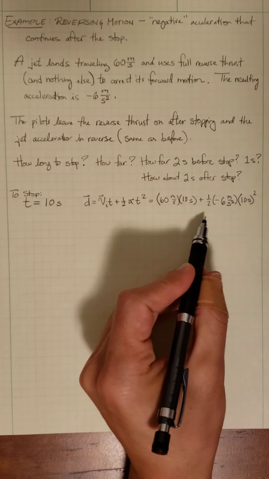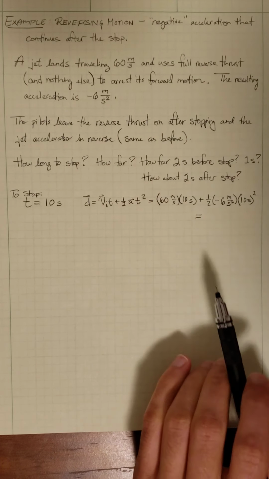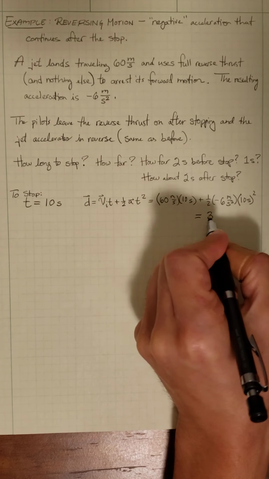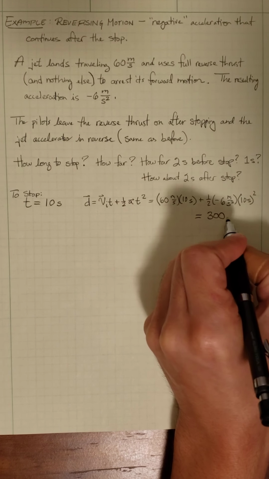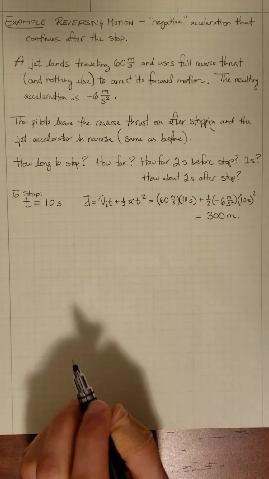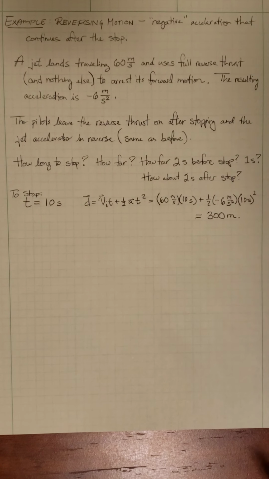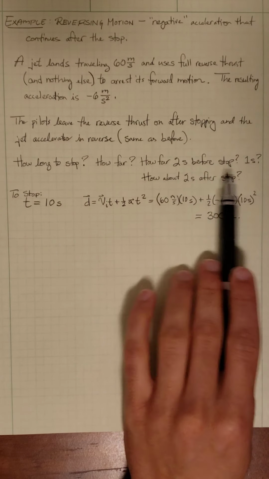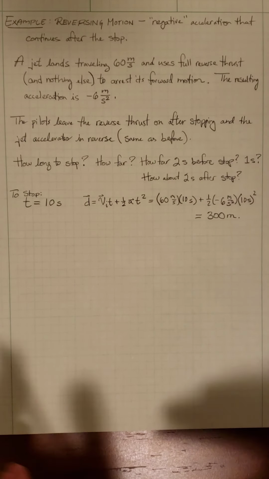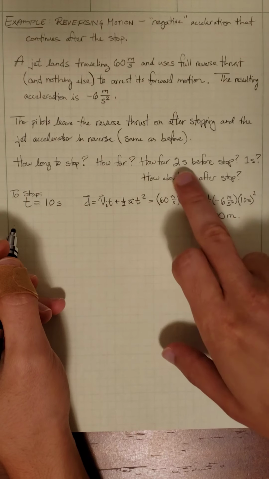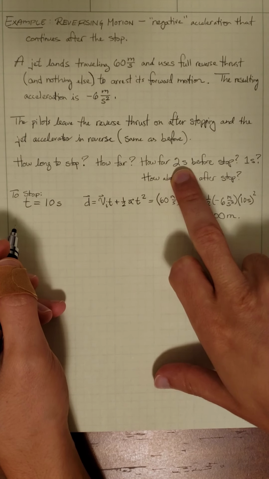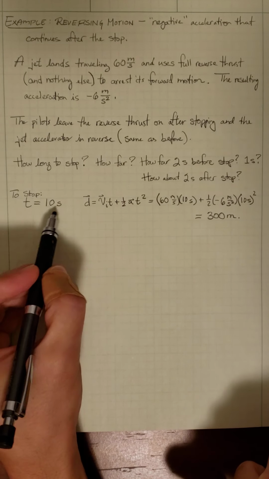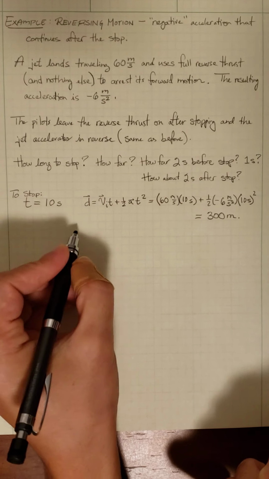And this comes to 300 meters. And make sure you can follow along on the calculator. So 300 meters down the runway, the aircraft comes to a stop. That takes 10 seconds. Now, we want to ask the question, what about 2 seconds before the stop? Just to poke around, we're just getting a sense. So 2 seconds before the stop would be at 8 seconds because it's 10 seconds to stop, 2 seconds before.